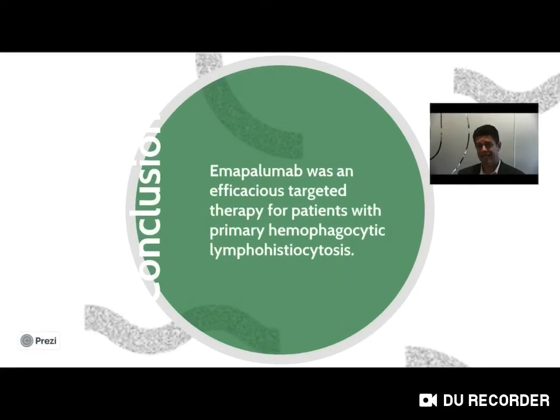Conclusion: Emapalumab was an efficacious targeted therapy for patients with primary hemophagocytic lymphohistiocytosis.